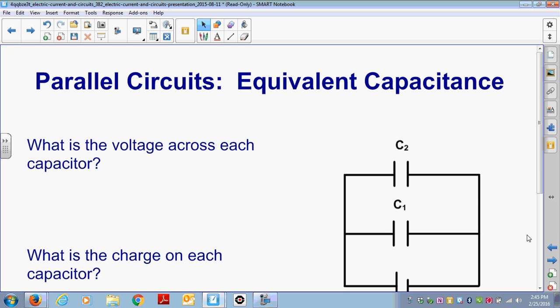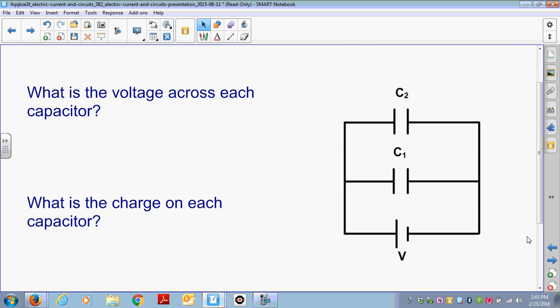What is the voltage across each capacitor? What is the charge on each capacitor? Okay, in order to answer the first question, you have to use Ohm's law. Go ahead and pause the video and see if you can answer these. Okay, so let's take a look.